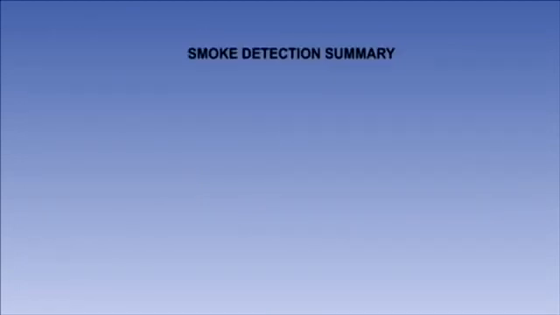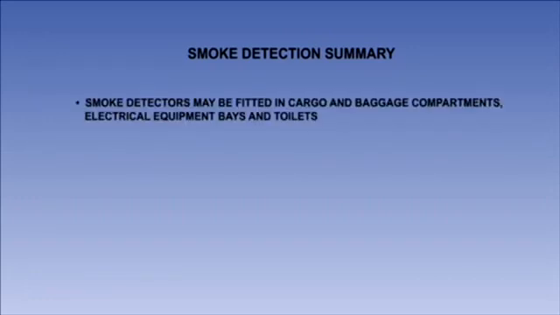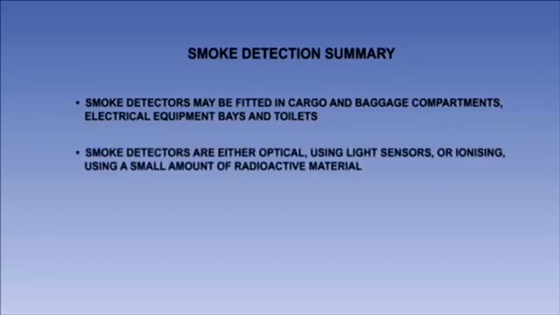That is the end of the lesson. Here is a summary of the main points. Smoke detectors may be fitted in cargo and baggage compartments, electrical equipment bays, and toilets. Smoke detection sensors operate on one of two principles. They are either optical, using light sensors, or ionizing, utilizing a small amount of radioactive material.